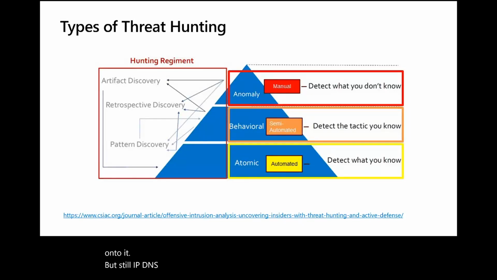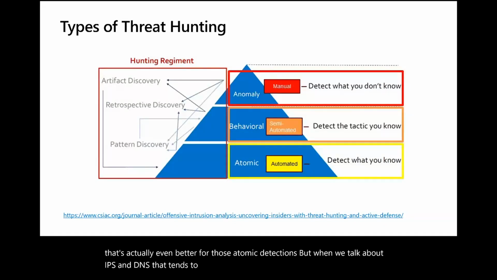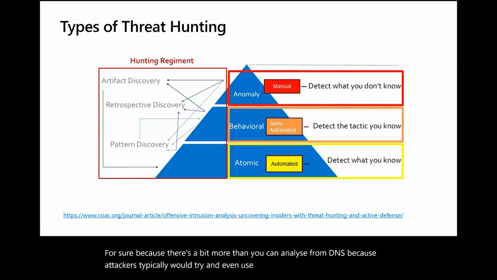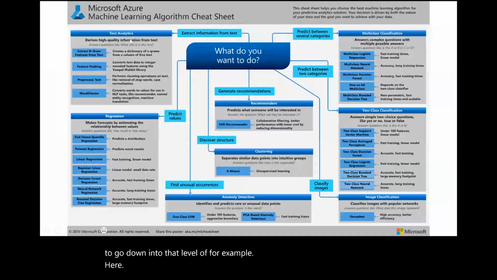If you can use YARA rules, that's actually even better for those atomic detections. But when we talk about IPs and DNS, that tends to change very, very frequently. It is very hard. But if I have to pick between the two, sorry, that's a very long answer, I would pick DNS for sure, because there's a bit more that you can analyze from DNS, because attackers typically would try and even use different subdomains, different names. You can even analyze that, right? Looking at the text, if you even want to go down into that level of text analytics, which in itself is a huge topic to go into, right?